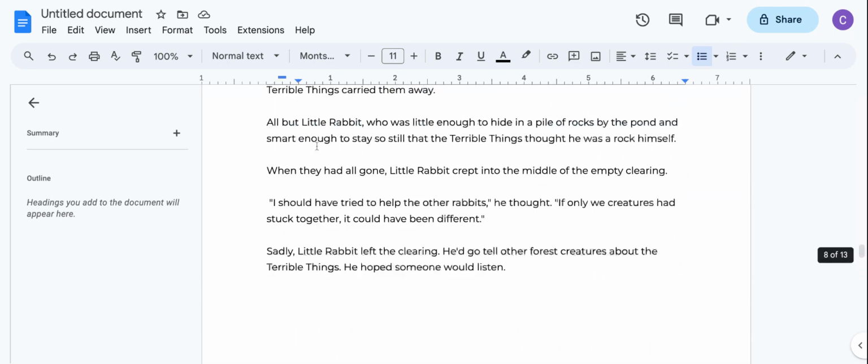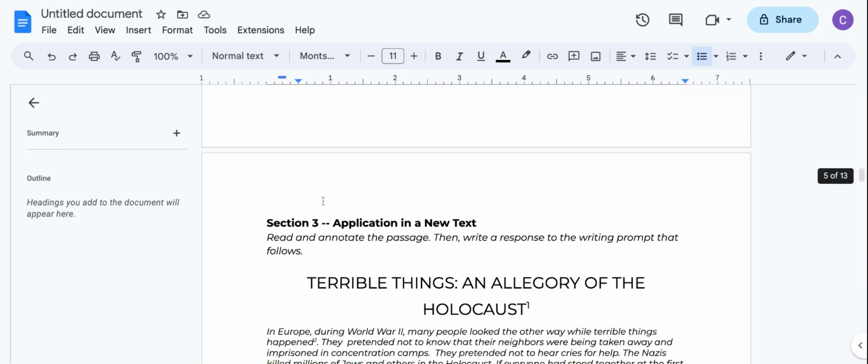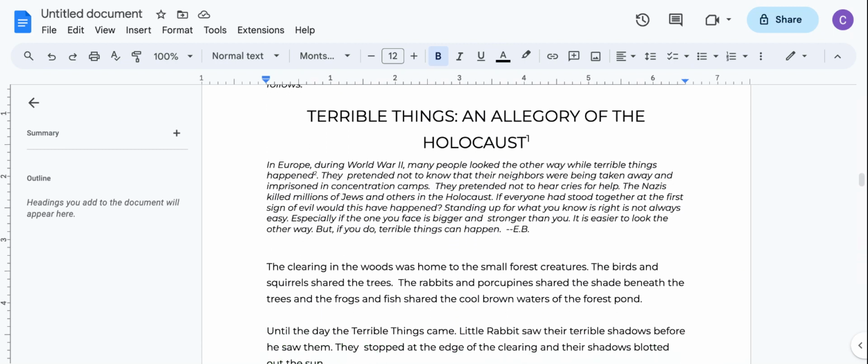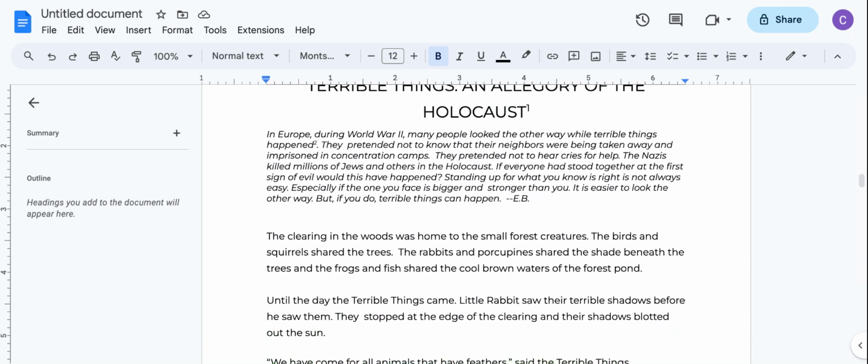Section 3, but technically this is section 2, it's a typo. Read and annotate the passage, then write a response to the writing prompt that follows. Terrible Things, an allegory of the Holocaust.